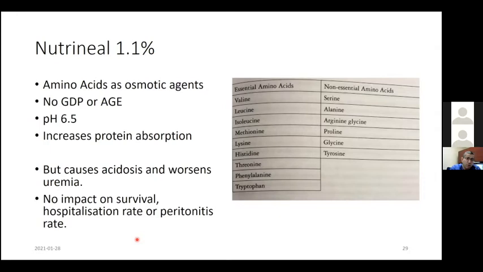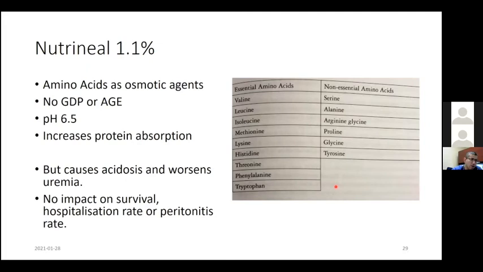Again, it didn't show much benefit. Though it was more physiological, with a pH of 6.5, it causes acidosis. As amino acids are acids, it causes acidosis and worsens the uremia. And it did not show any impact on survival, hospitalization rate, or peritonitis rates. And these are the amino acids that were used to create the osmotic force.